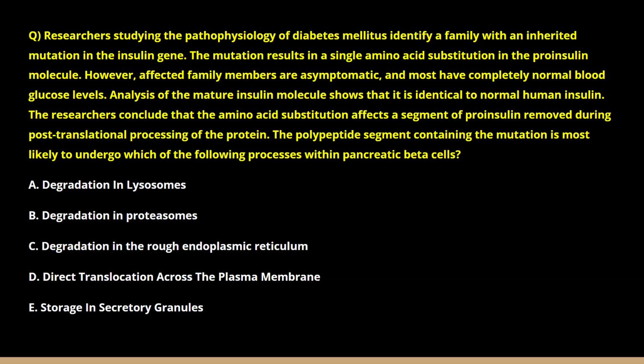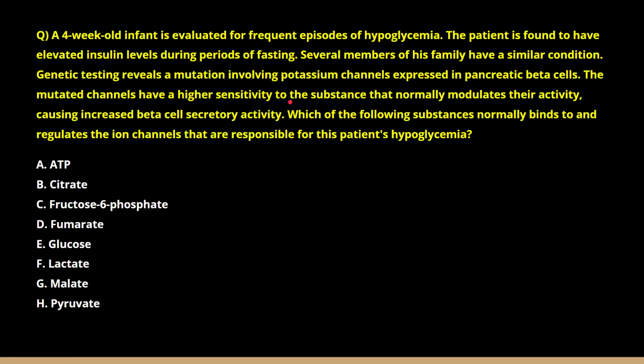Direct translocation across the plasma membrane is wrong. C would be for the endoplasmic reticulum, that would be the signaling peptide. That's wrong because that's not a part of proinsulin. That's a part of pre-prohormone insulin. Degradation in proteasomes and lysosomes is wrong because lysosomes are hydrolytic enzymes, and proteasomes are for ubiquitin and the protein degradation pathway. So we didn't take that, okay?